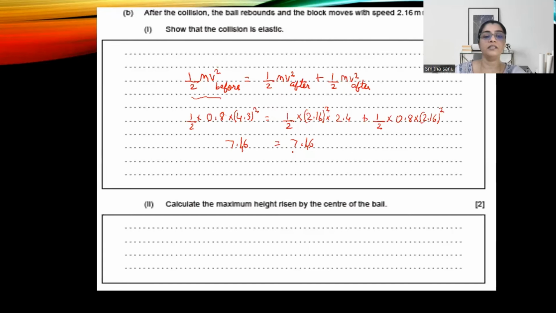Now the last thing that is asked is calculate the maximum height risen by the center of the ball. So after the collision, what we can see is the ball is going to rebound and it will have the energy which is half mv square. And the rest of the energy is taken in by the ball. Find the height risen by the center of the ball.